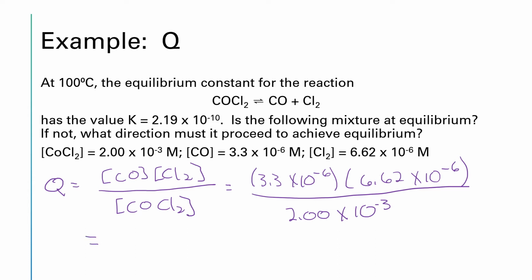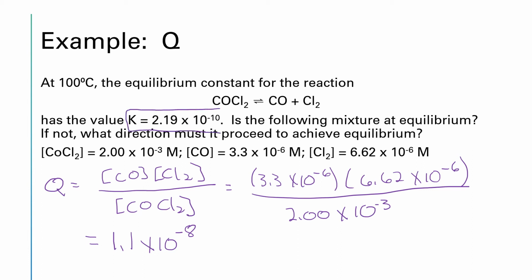We have 3.3 EE negative 6 times 6.62 EE negative 6 divided by 2 EE negative 3. And let me force that into scientific notation, and we get a value of 1.1 times 10 to the negative 8 for Q. What we need to do is compare this to the value that we have for K.